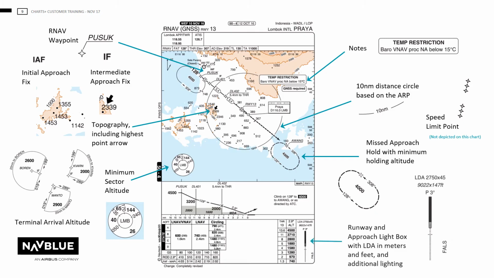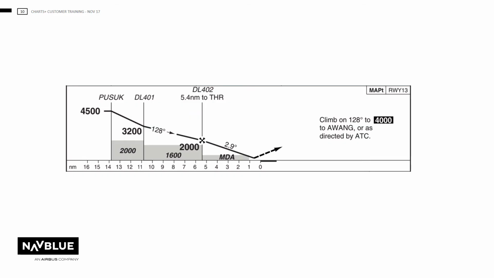The runway and approach lighting box will give you the LDA in meters and feet and the approach lighting with the approach aid such as PAPIs or VASIs as shown here, PAPIs with 3 degrees. Here is an example of the profile for the RNAV procedure. Here is the RNAV fix, written as italic.